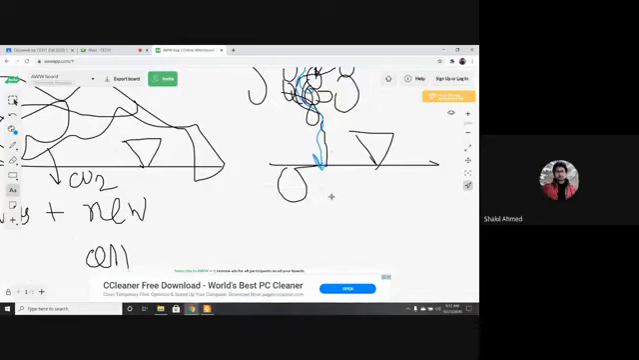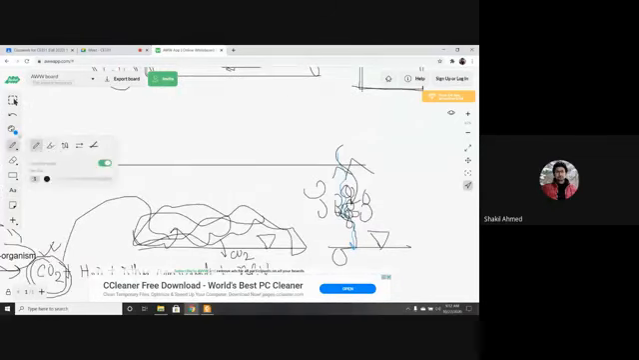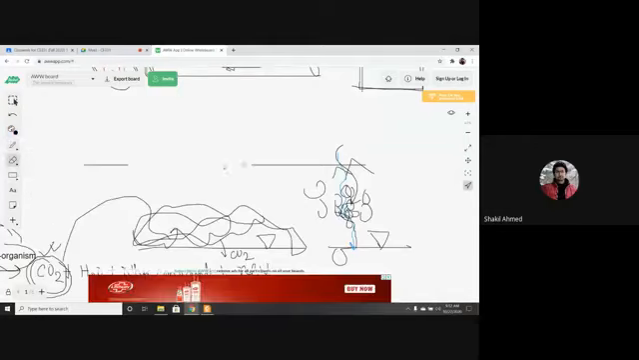Yes, sir. Clear. But this is not the case for surface water. Surface water is not filtered out, right? Therefore, it may contain microorganisms. Clear?